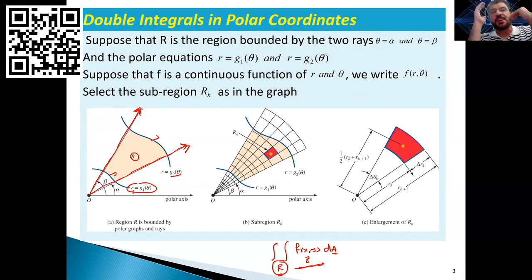So what's going to happen? Our region is bounded between two rays, and from the top and the bottom between two functions of theta. If I have something like that, then we can use polar coordinates. So mainly, guys, your region has to be bounded between two rays and these two functions. But these two functions we can deal with. The major thing is it is bounded between two rays.